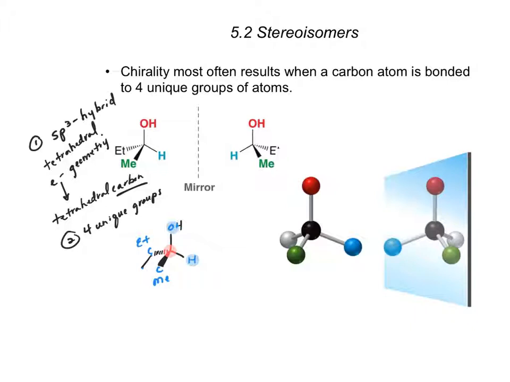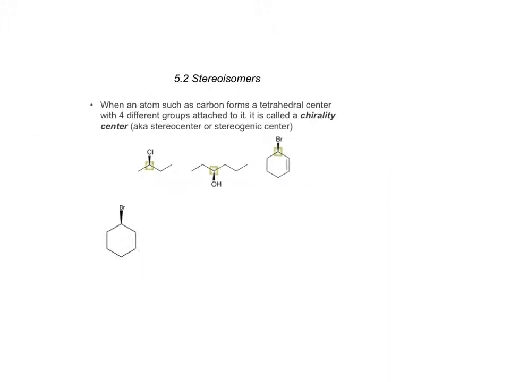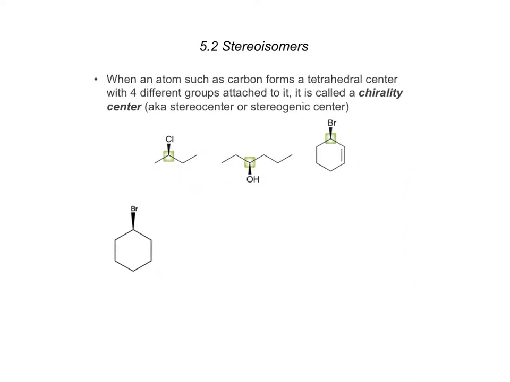So this is an sp3 hybridized carbon, and there are four unique groups around it. That is the qualification for chirality. So this center is chiral. It will have a non-superimposable mirror image. It's about determining whether or not we have an sp3 hybridized carbon that has four unique groups.